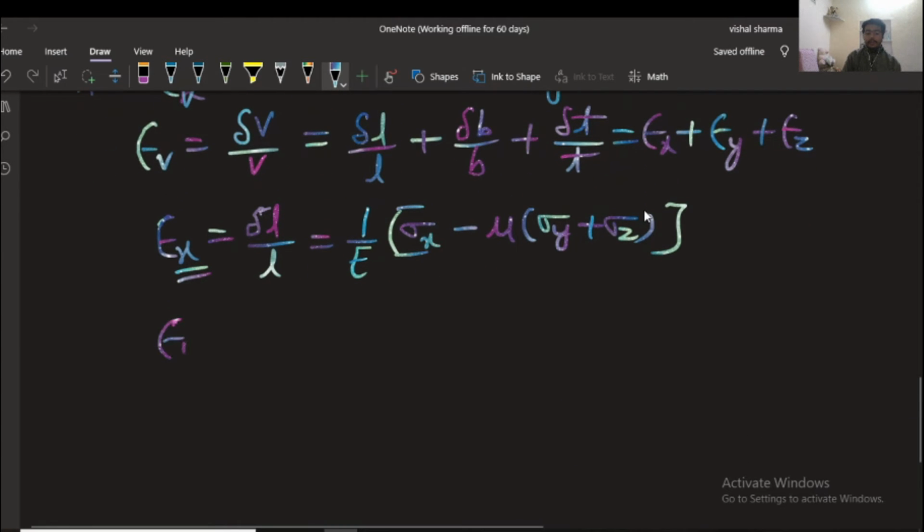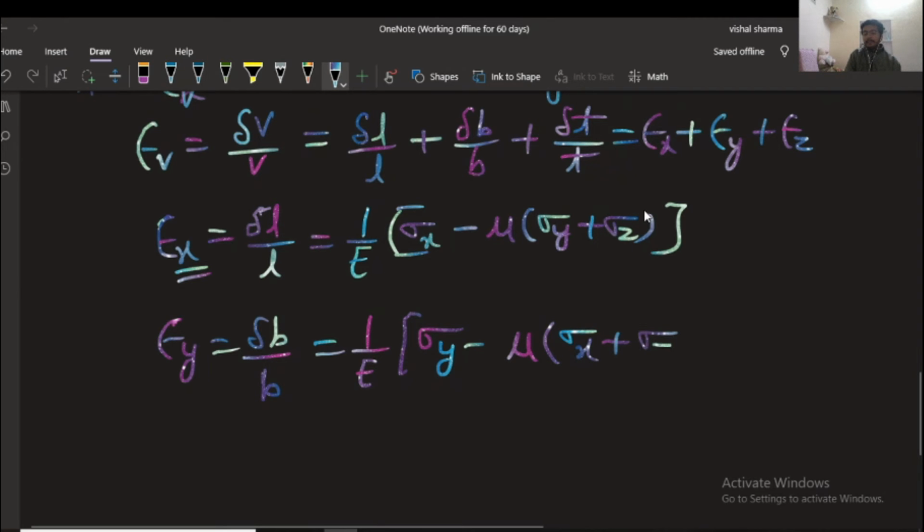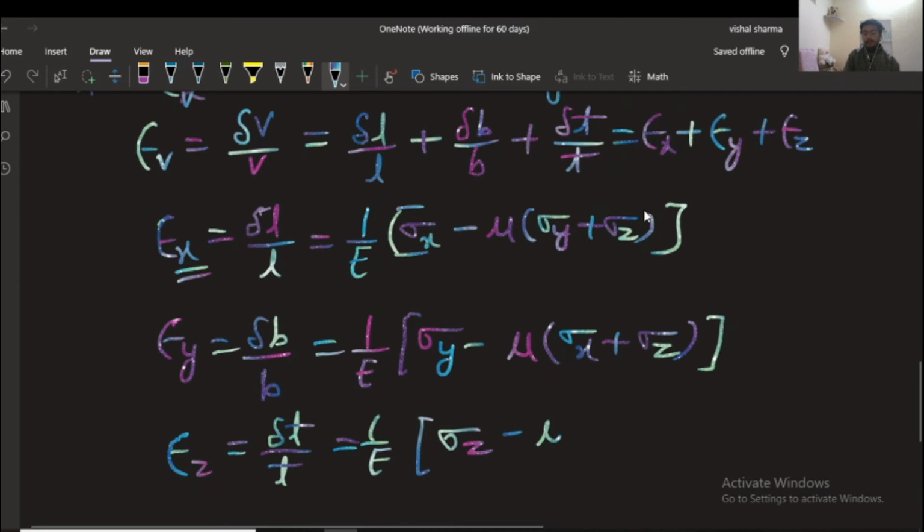The strain in the y direction, del B upon B, is equal to 1 by E times the stress in the y direction minus mu times the stress in the x direction plus the stress in the z direction. The strain in the z direction, del T upon T, is equal to 1 by E of the stress in the z direction minus mu times sigma y plus sigma x. So by combining all of the 3 strains, we can calculate the volumetric strain.